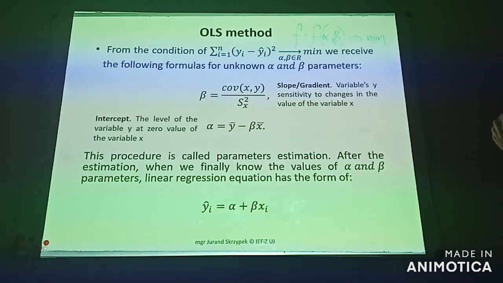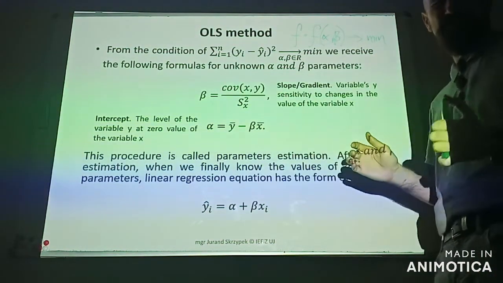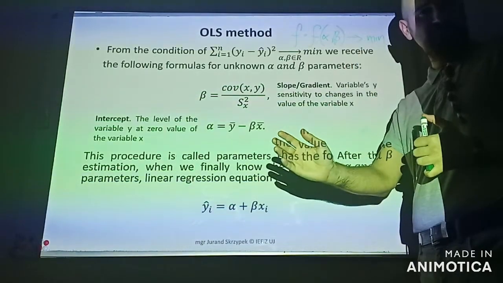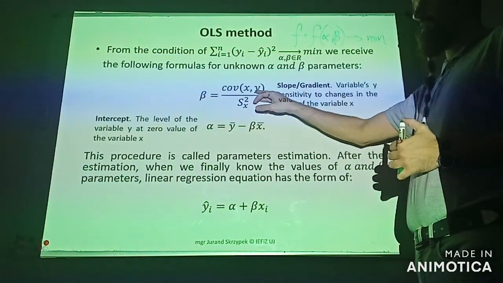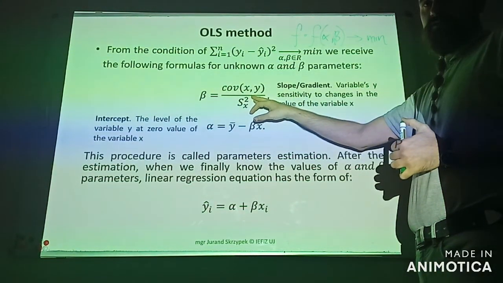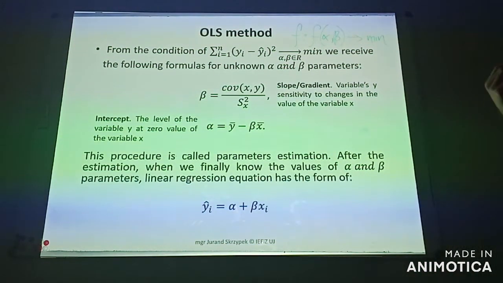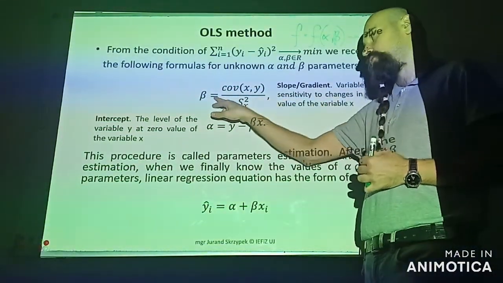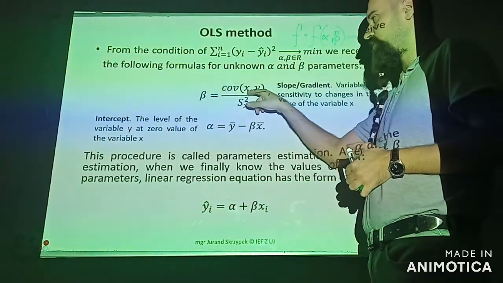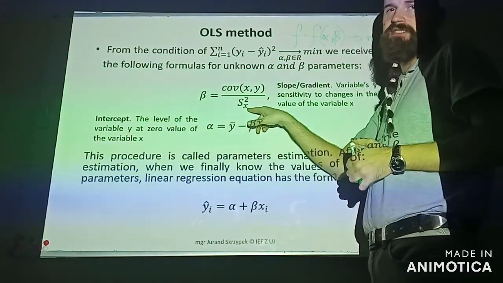The problem is more complicated than it seems. Of course, I could show you the solution, but it's not necessary. Please trust me or check it in the literature that the alpha and beta parameters that ensure the best fit, the best match of the straight line of the model to the empirical data, are the following. Beta is equal to the covariance between values of x and values of y divided by the variance of x.